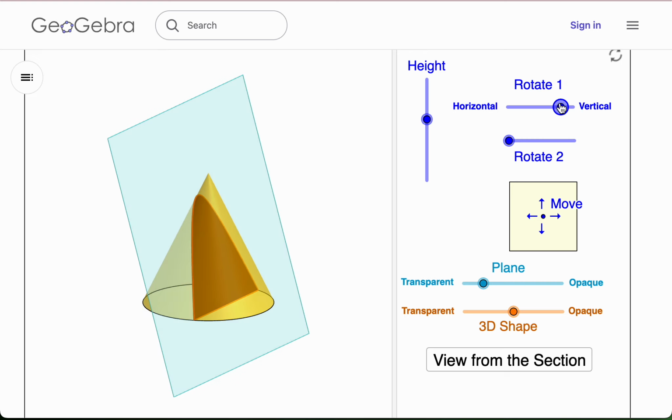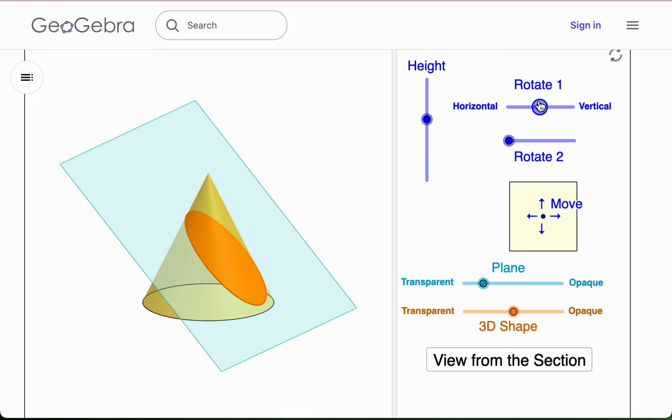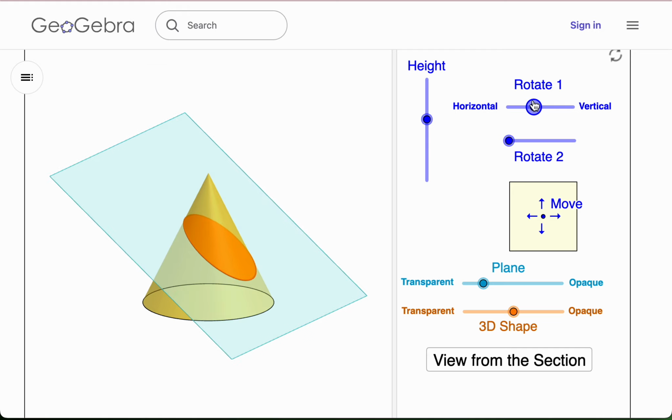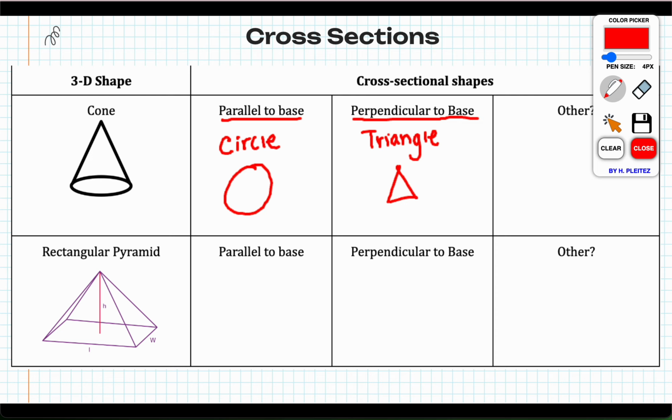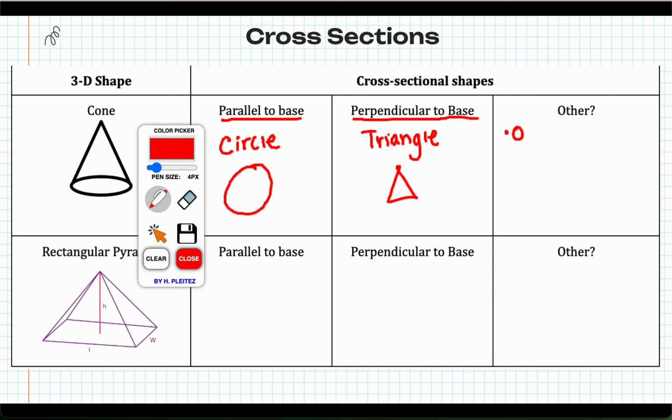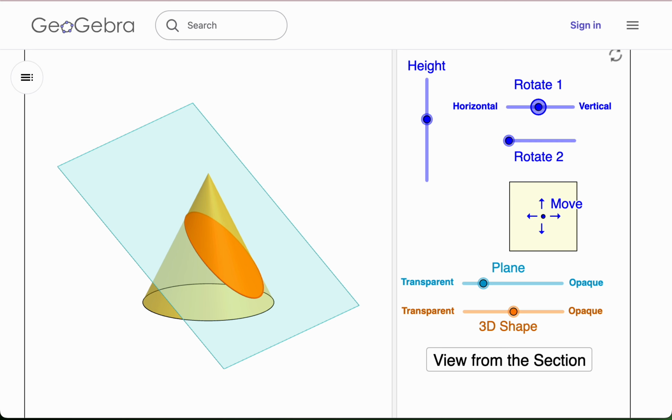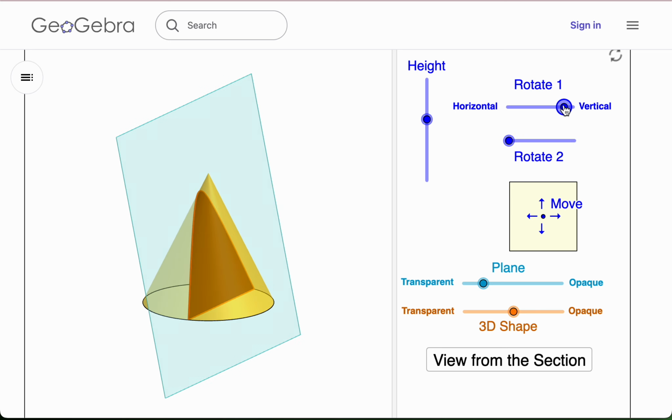So I'm going to not make it fully horizontal or vertical. And you can see when I do that, we get an oval. So that's our first one. So one that we can put here is an oval, and sketch that out. Let's see if we can see any other ones that we have.